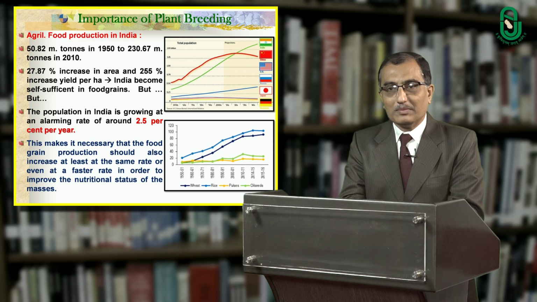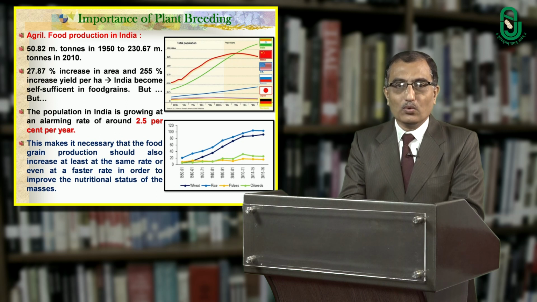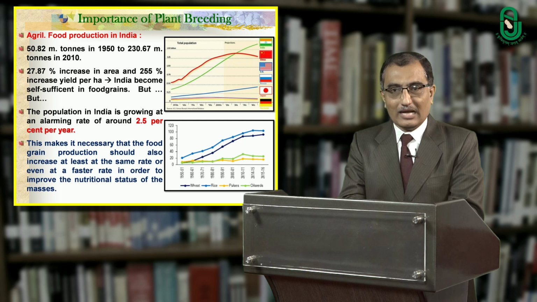And nowadays India has become self-sufficient in food grain due to harvesting the fruits of the green revolution. But according to well-known population geneticists, population increases at a geometrical rate, while food supply increases at an arithmetic rate. And at present, the population of India is growing at an alarming rate, 2.5% per year. This makes it necessary that food production should also be increased at least at the same rate or even faster in order to improve the nutritional status of the masses.